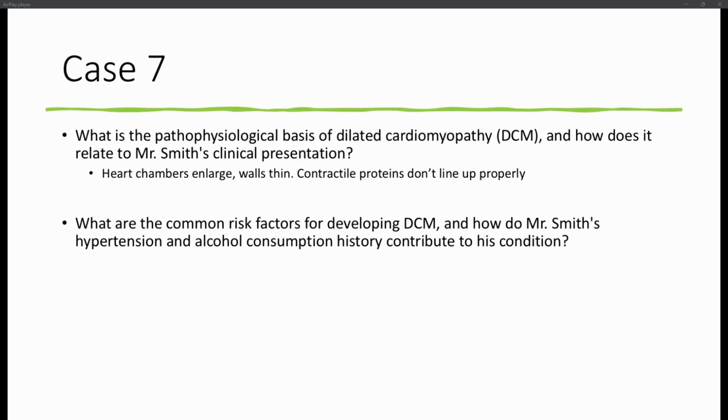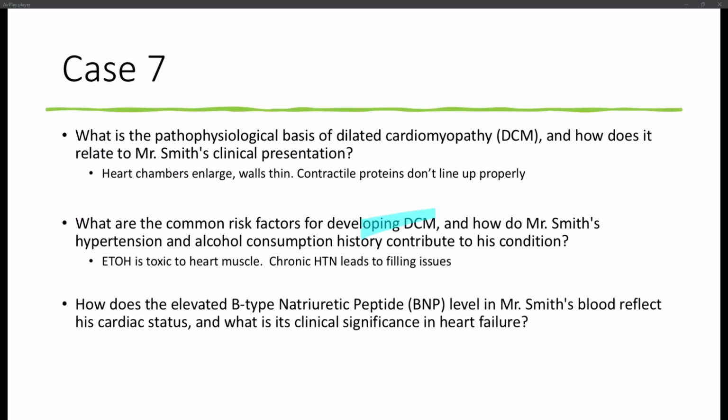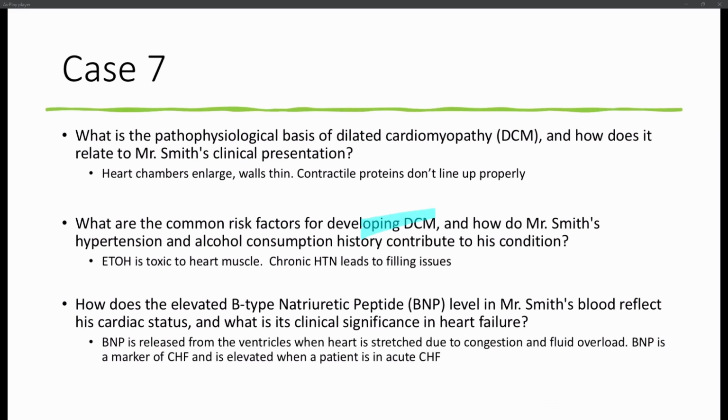What are the risk factors for developing dilated cardiomyopathy? Again, we already talked about it. ETOH is toxic to the muscle. And again, chronic high blood pressure leads to filling problems and so on and so forth. Everyone good? Okay. And why or how does the elevated BNP level in Mr. Smith's blood reflect his cardiac status? The higher that number, the more volume overloaded they are. Essentially what it comes down to.